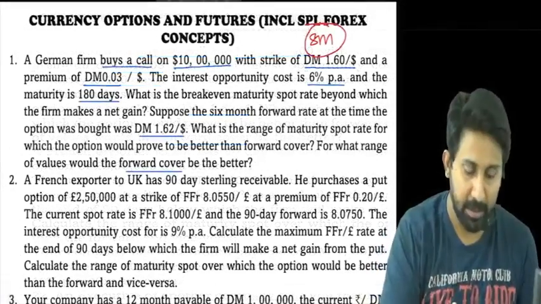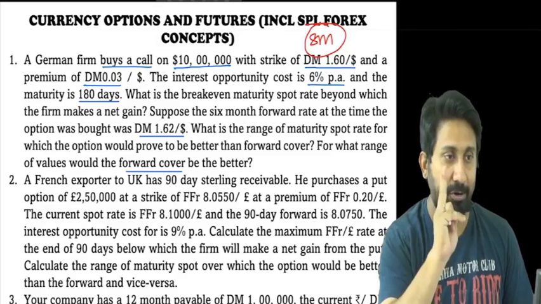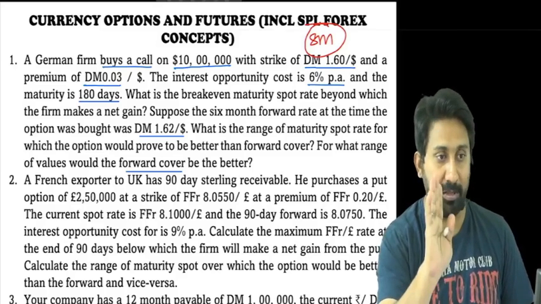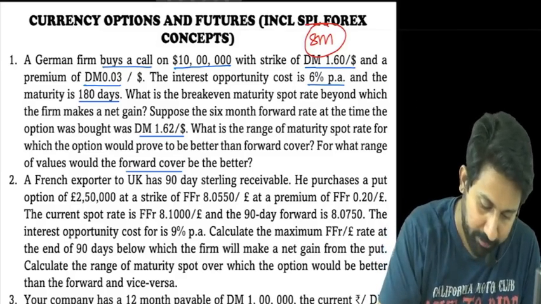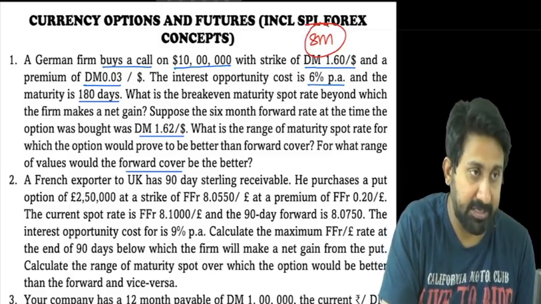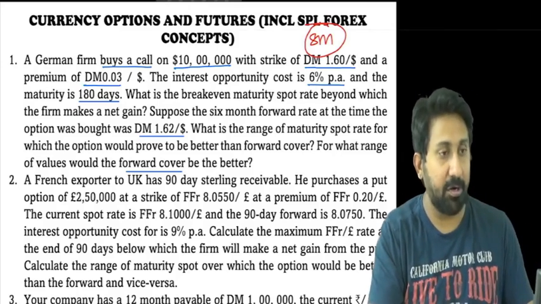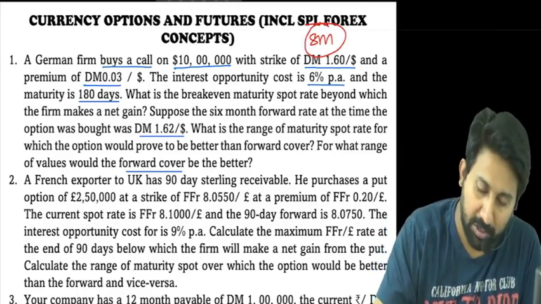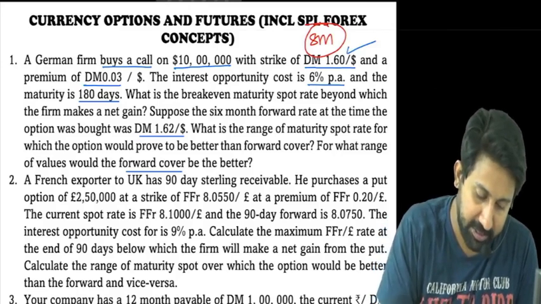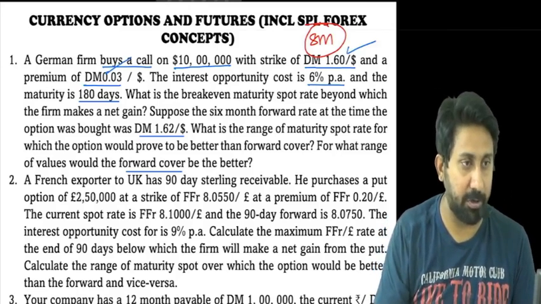Now see here, I have given you exactly 2 minutes to read the question. Okay, hope you read the question. Let us do the solution now. A German firm buys a call. It has to make a payment in dollars. So $1 equal to DM 1.6, premium $1 equal to DM 0.03.